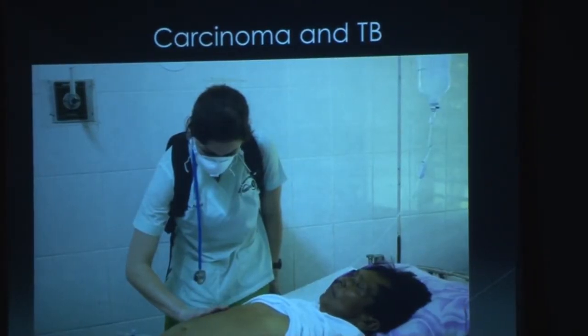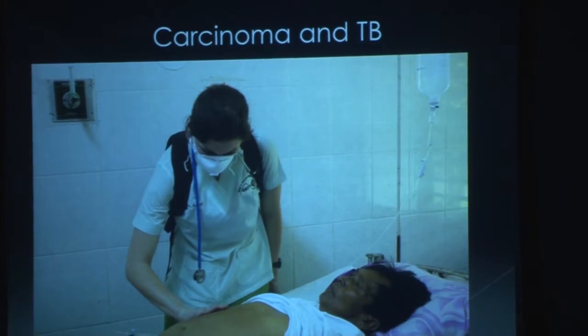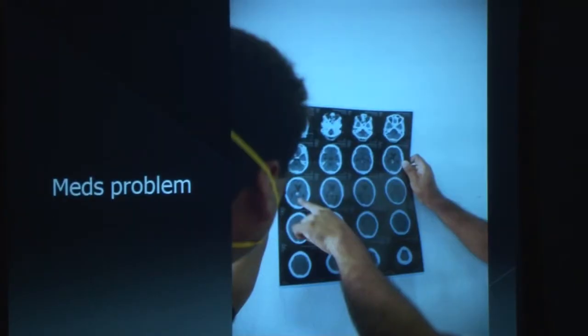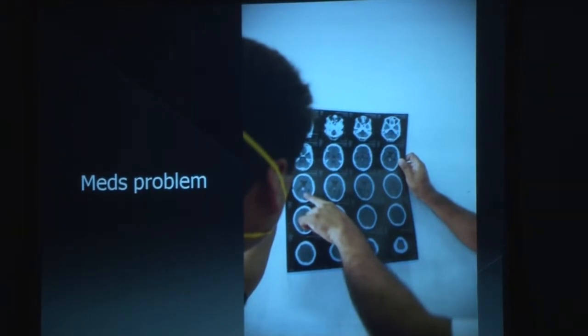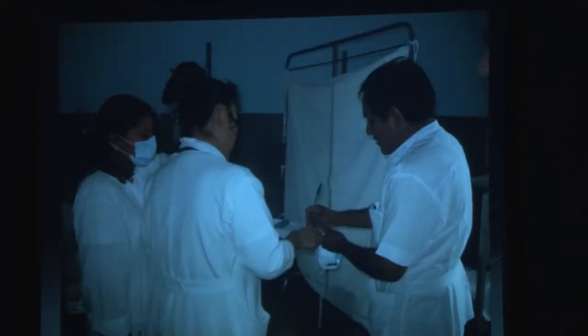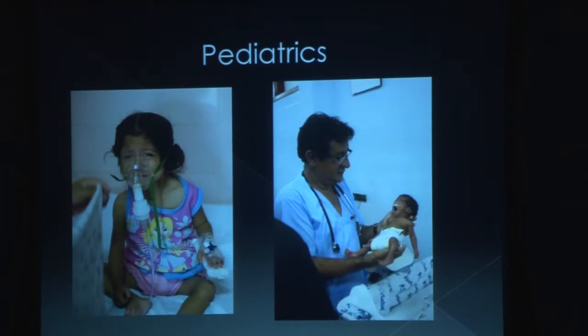Now this is a guy who had liver cancer and tuberculosis. Students are learning how to palpate him. Again, CTs, this was a problem with prescriptions where the prescriptions were off and the woman had neurological damage, and you can see that on the CT scan. This is Moisés Siwincha and a couple of nurses in the infectious disease unit.